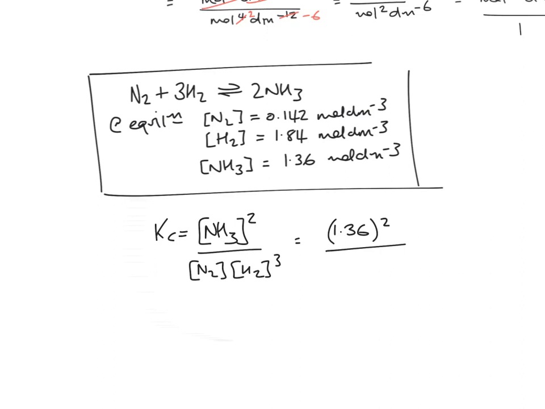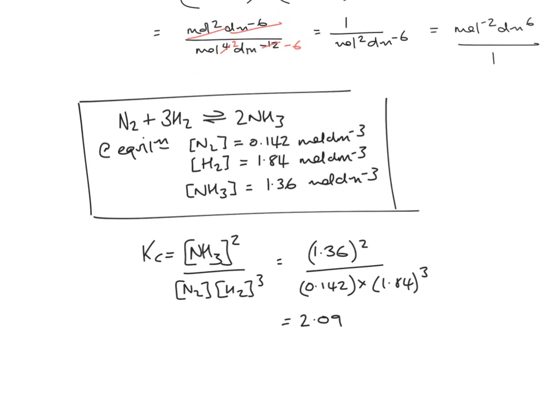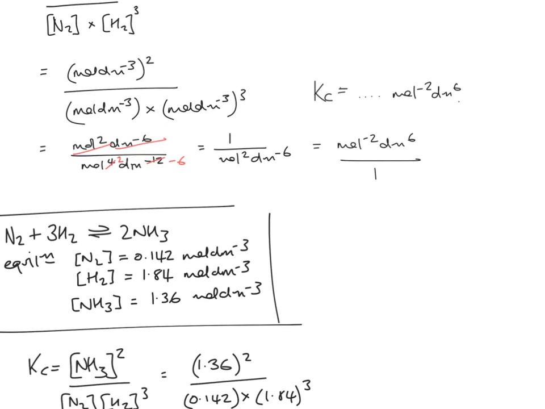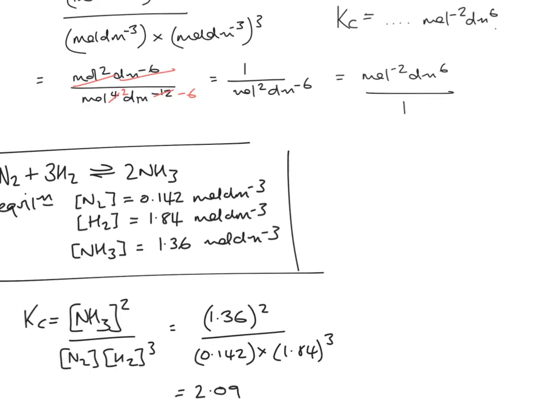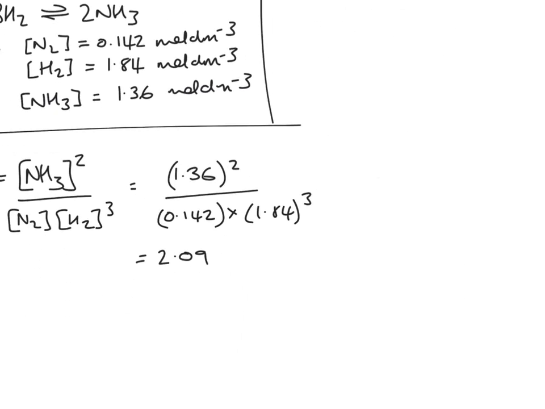Then all you do is substitute in the values of the concentrations at equilibrium. So the first one coming from the ammonia, nitrogen 0.142 times by the hydrogen, which is 1.84, and then cubed. What you then do is you put that into your calculator, you get 2.09. And then finally, using the same method we used earlier, you would come up with the units for this as being mole minus 2 dm6. And so you would basically put this in here.